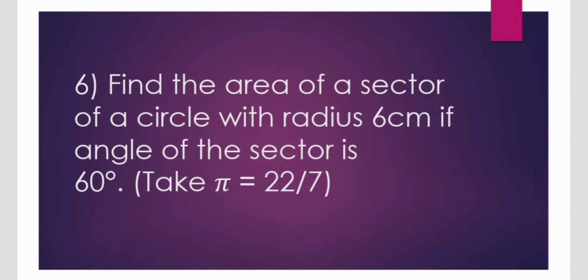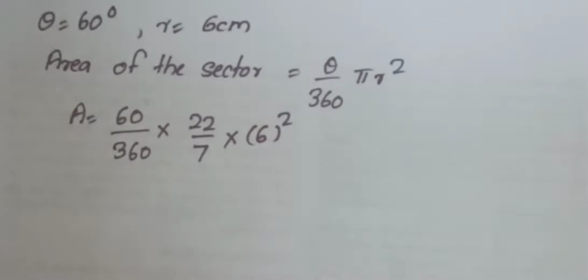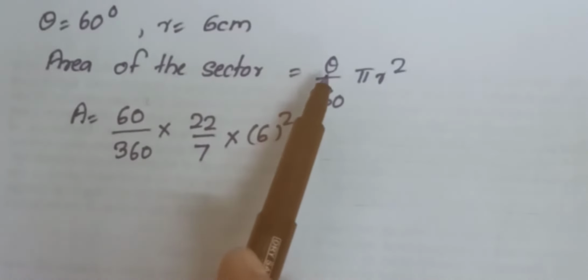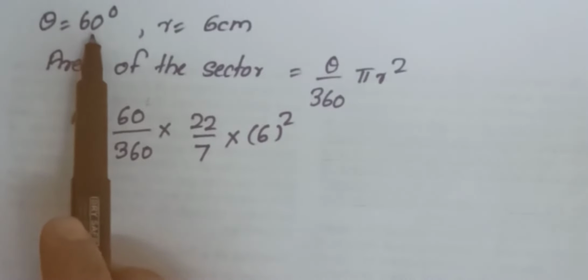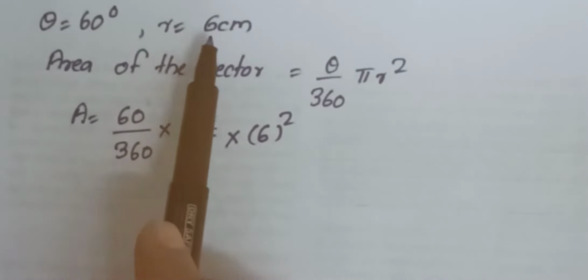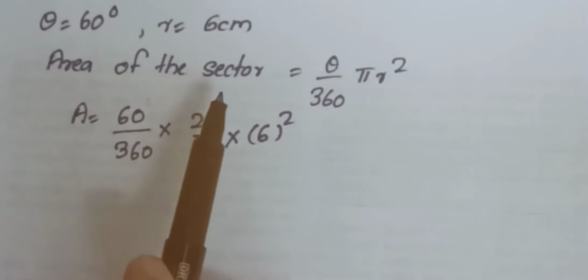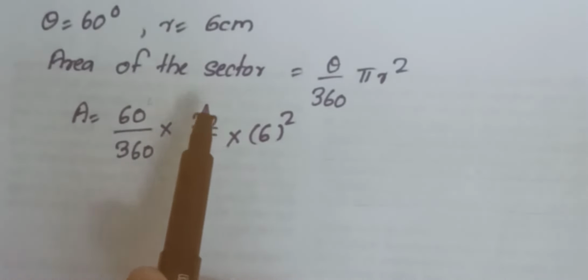Now we will do question number 6. Find the area of a sector of a circle with radius 6 cm. If the angle of the sector is 60 degree, take pi as 22/7. Now, in this question, we have to find out the area of the sector. We know the area of the sector is given by the formula theta by 360 into pi r square. We know theta is 60 degree, it is given in the question, and radius is given 6 centimeter. And we have to use the value of pi as 22/7 as given in the question.